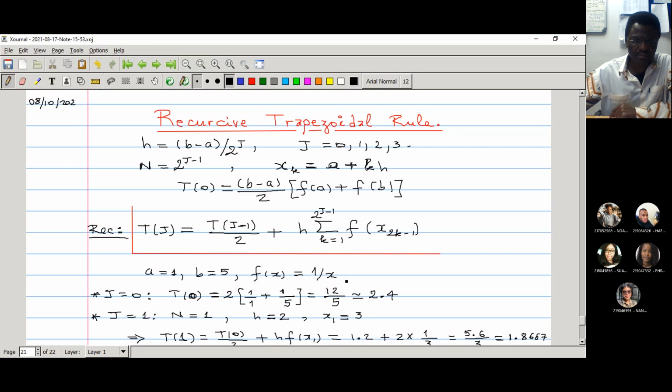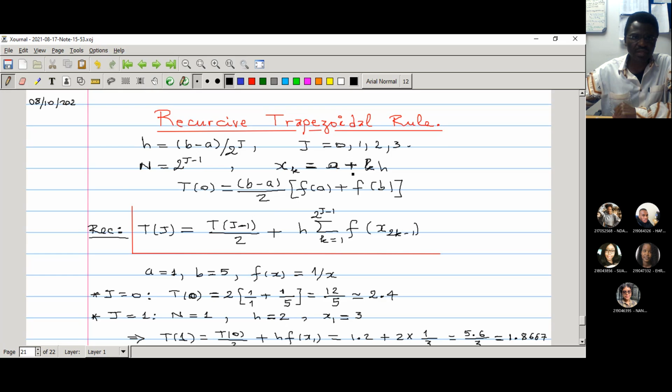We use this form, equally spaced, because you can see that our x_k is a plus kh, where h is the step size, with 2 to the power of j being the number of subdivisions, right? And now the number of terms in the summation here is given by capital N, which is 2 to the j minus 1.